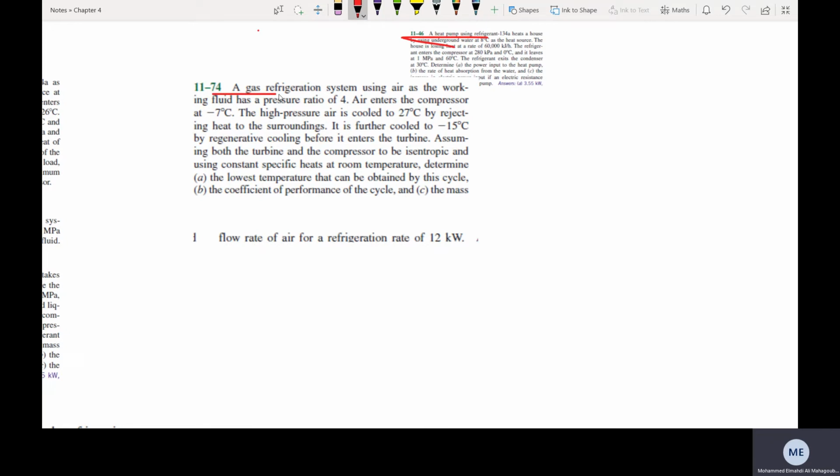So we have a gas refrigeration system using air as the working fluid and a pressure ratio of 4. Air enters the compressor at -7 degrees. The high pressure air is cooled to 27 degrees.